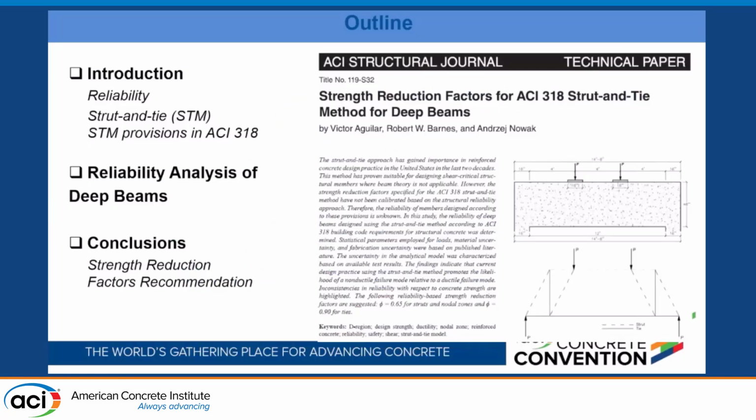Since this is a short presentation, it has only 3 sections: an introduction where I'll touch base on what I mean by reliability, a little introduction to the strut and tie methods and the provisions in the code. I'll show you the basis of our reliability analysis, and then our conclusions that are essentially the recommendation for strength reduction factors when designing using this method. And if somebody's curious, that's the front page of the paper if you want to look it up.